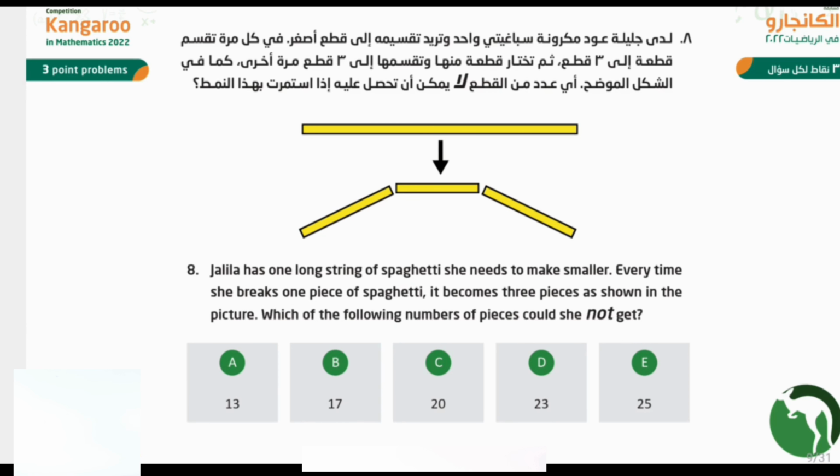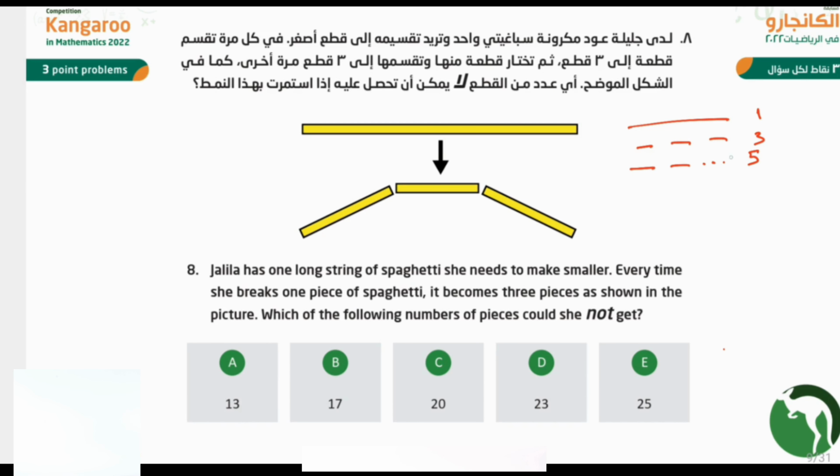Okay, now in question number 8, Jalila has one long string of spaghetti she needs to make smaller. Every time she breaks one piece of spaghetti, it becomes 3 pieces as shown in the picture. Which of the following numbers of pieces could she not get? Okay, so at first we have one string of spaghetti, and then she breaks it into 3 parts. And now she will break this part here, this one, also into 3 parts. So here we have 1, here we have 3. Now here we will have 1, 2, and 5.